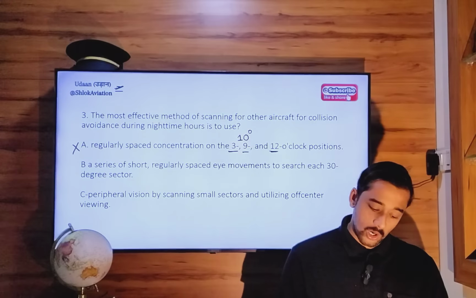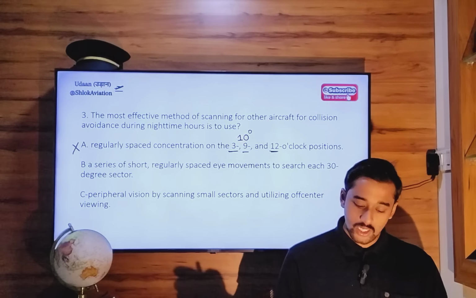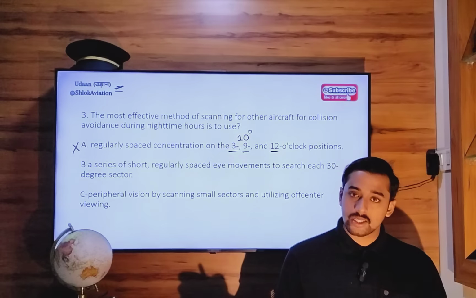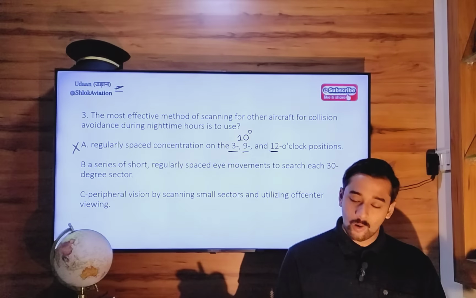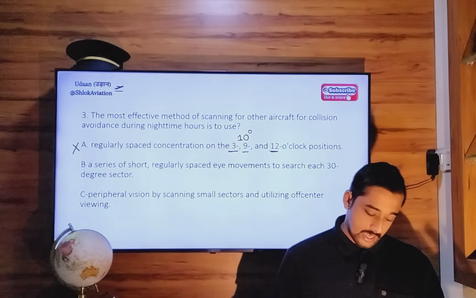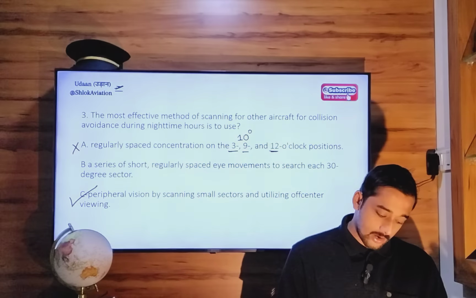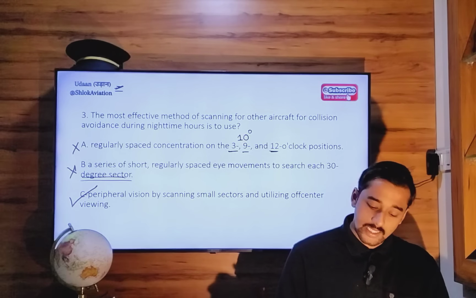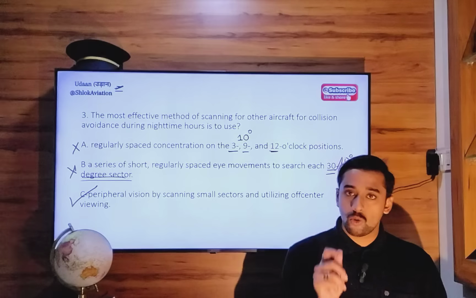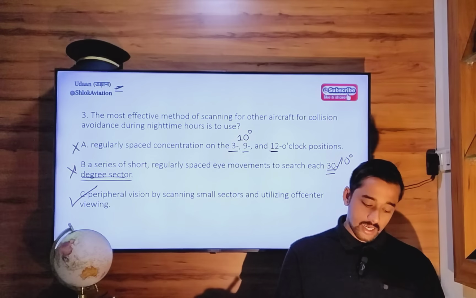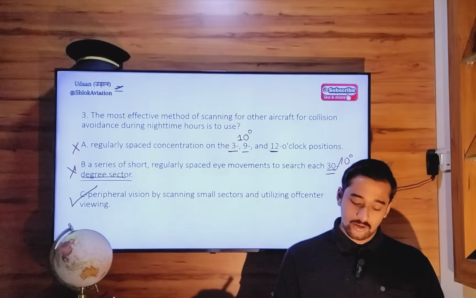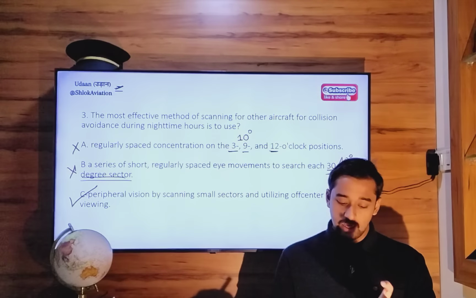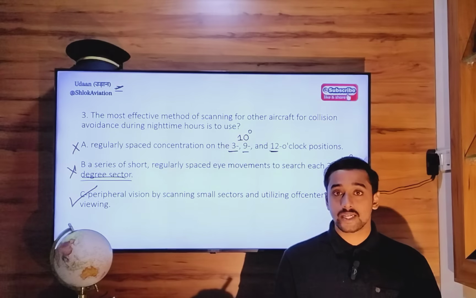Next, a series of short, regularly spaced eye movements to search each 30-degree sector, peripheral vision by scanning small sectors and utilizing off-center viewing. So again, option C is right and option Bravo is wrong because it's not a 30-degree sector, it's a 10-degree sector. Okay, small sector. So at night time, peripheral vision must be used. You should scan small sectors, 10-degree measurement, and utilize off-center viewing.